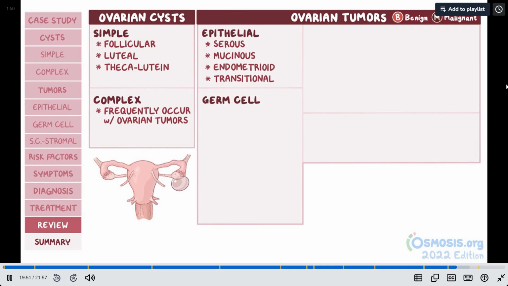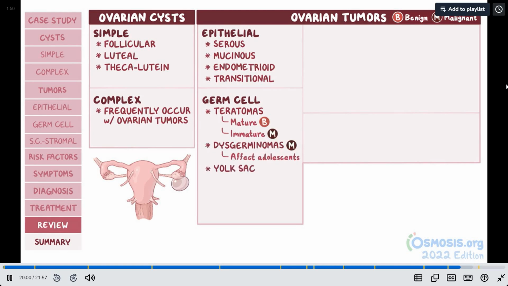Next are the germ cell tumors, which include teratomas, which can be mature and benign, or immature and malignant. Dysgerminomas, which are malignant and affect adolescents. Yolk sac tumors, which are the most common type in children. And choriocarcinomas, which are associated with hyperthyroidism.